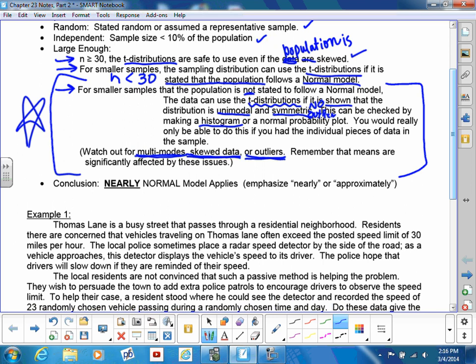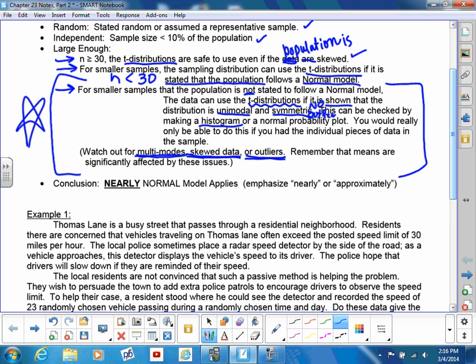It actually is easier to make a histogram by hand because the calculator puts in weird funky bin sizes and decimals and stuff, so we're going to find it much easier to do this histogram by hand. I'll show you the normal probability plot tomorrow.